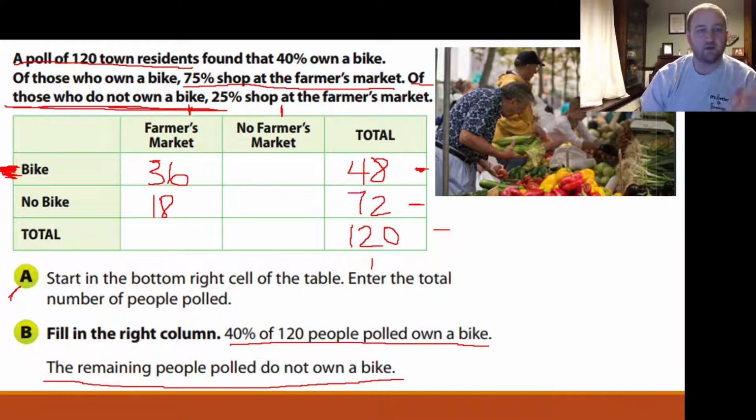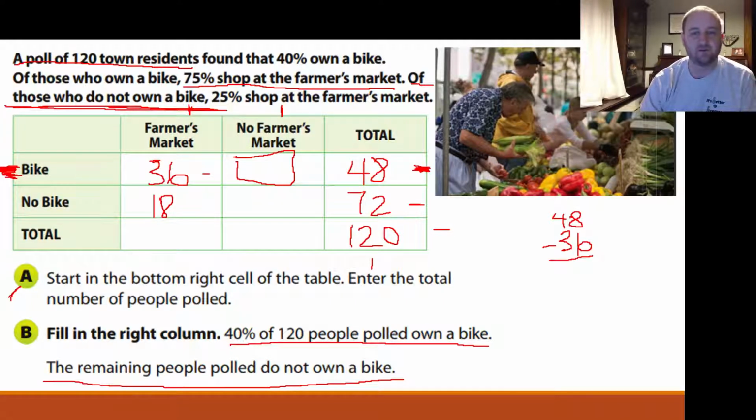Okay. Now, this is all the information it gives us in this problem. So with this information, now we can complete the stuff that's missing, right? So to figure out how many people have a bike but don't shop at the farmer's market, we want the total number of people that own a bike, and subtract 36, right? We want 48 minus 36 to see how much is left. And that's 12 people. So we can go ahead and plug 12 in right there.